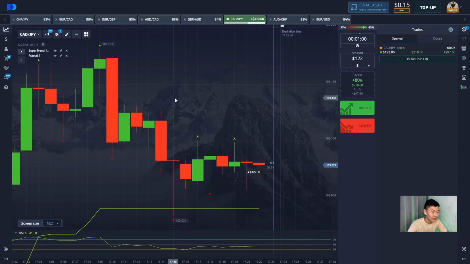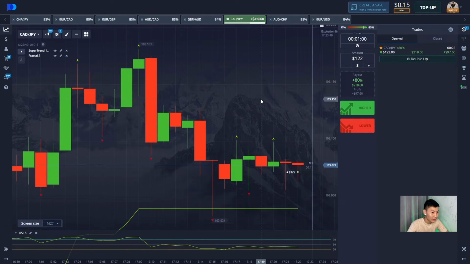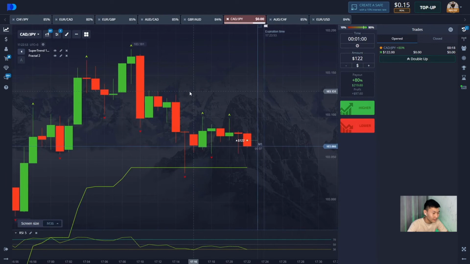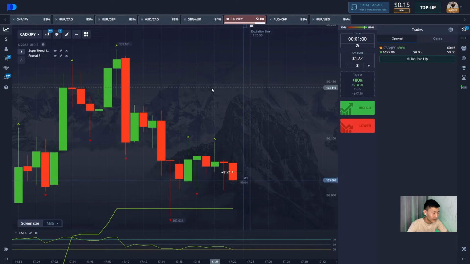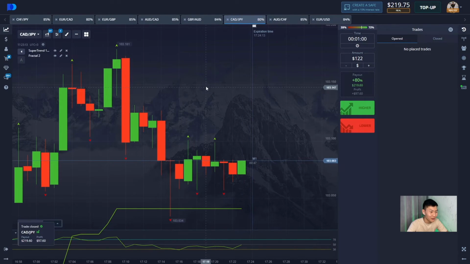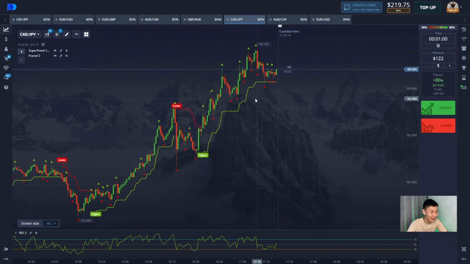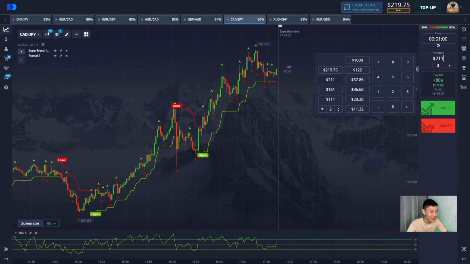We see very low volatility here. Let's focus on our position and let's continue. And the position has been closed with a profit again. Like I said, we saw low volatility, but the breakout eventually has happened. The position is in profit.